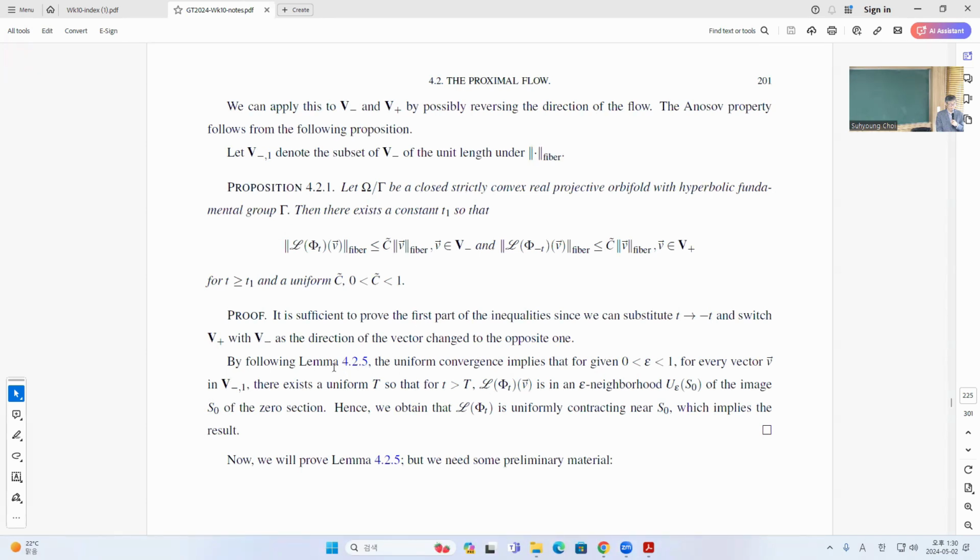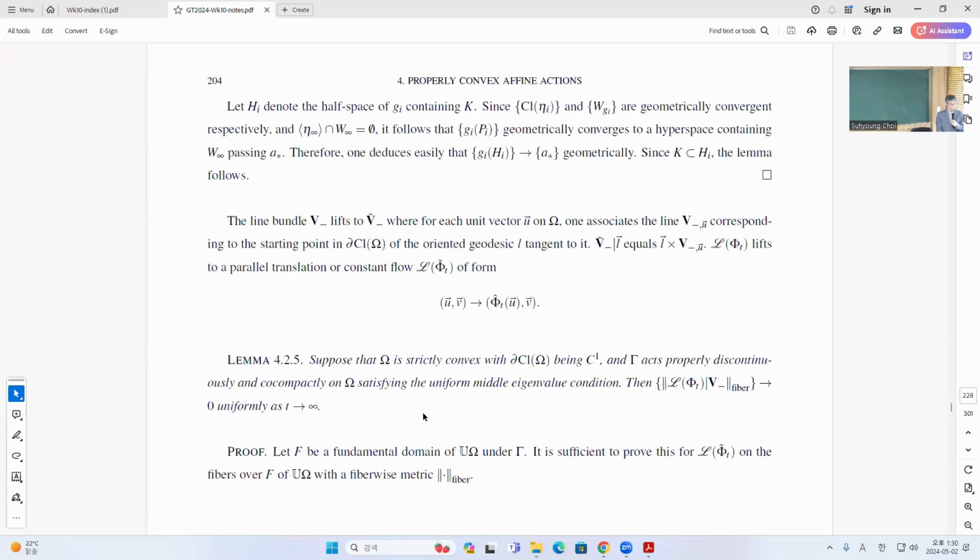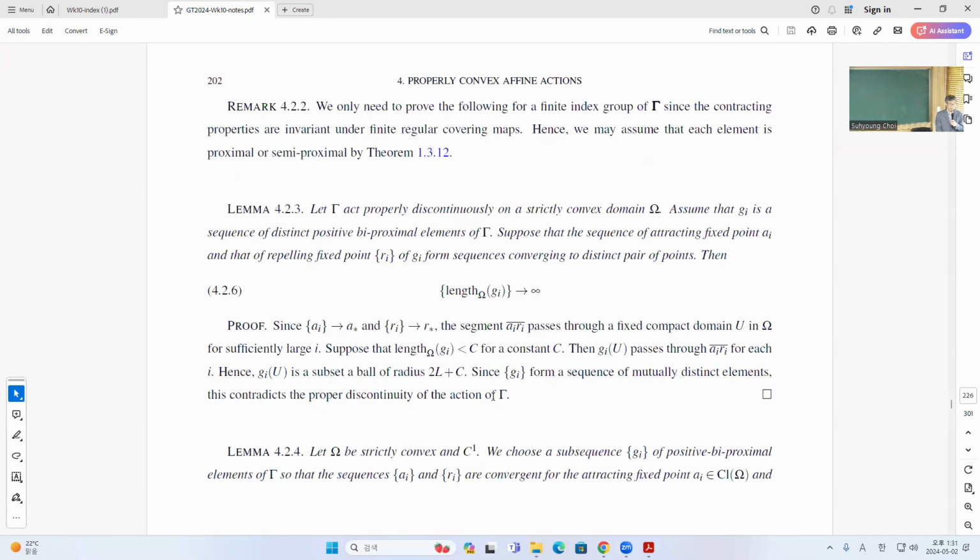Right. So we will use Lemma 4.2.1 and 2.5. Okay, but of course, we just need to do it for B minus because it's a symmetric argument. So I just need to prove that this is contracting uniformly as t goes to infinity. Okay, so that's what I need to show. And here, these are just some lemmas to prove before that, and that's just that these lengths go to infinity.